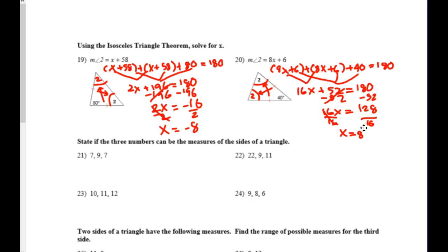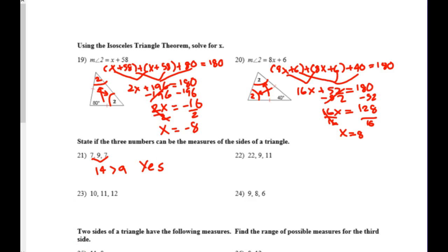Okay. On these next four, we know how to tell if three side lengths make a triangle, with the triangle inequality theorem. So on number 21, we find the two smallest side lengths and add them together. 7 plus 7 is 14. Is that greater than the third side length 9? Why, yes it is. So yes, it is a triangle. It would be no if it was equal or less than, like we did on our quiz the other day.